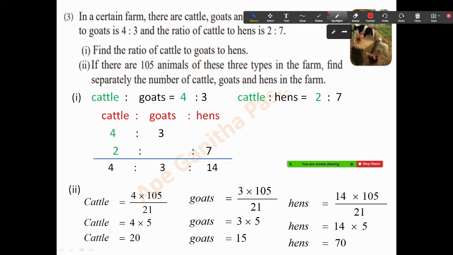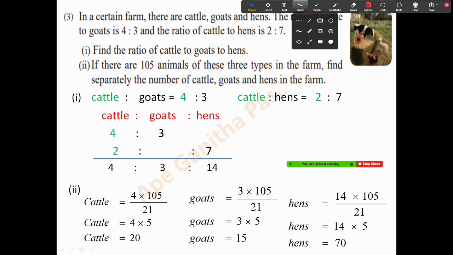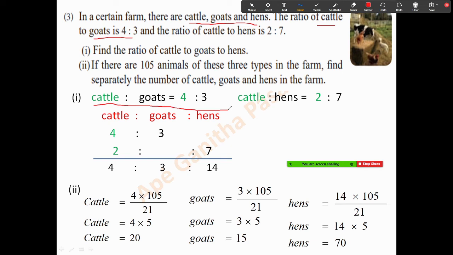Let's take this example. In a certain farm, there are cattle, goats and hens. The ratio of cattle to goats is 4 to 3. Briefly note down them. And the ratio of cattle to hens is 2 to 7. So they are the given things.